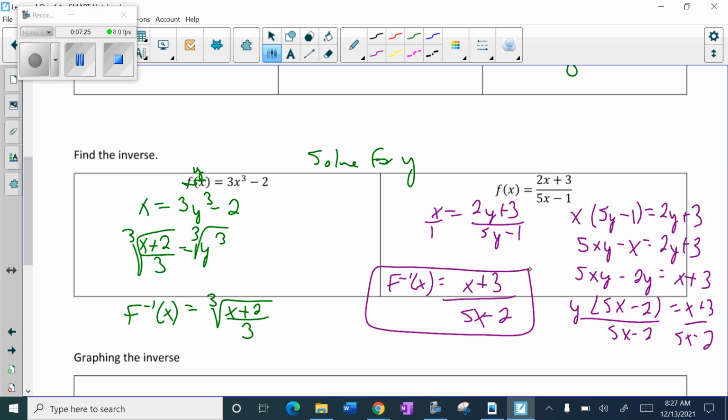And make sure, because it's a fraction, you're going to say x cannot equal, and then make sure you're setting that equal to 0 and solving for x. So x cannot equal 2/5.